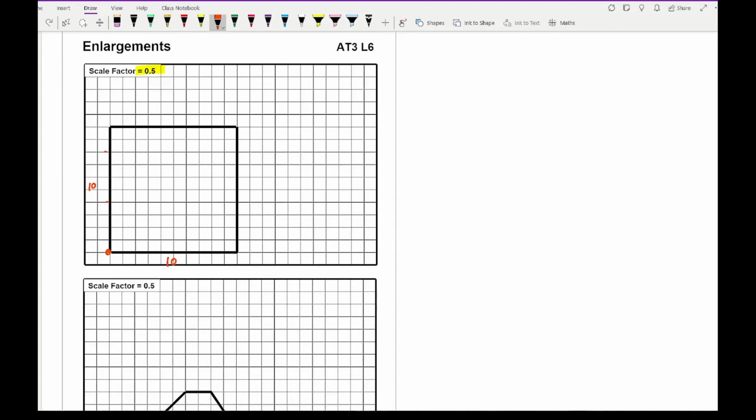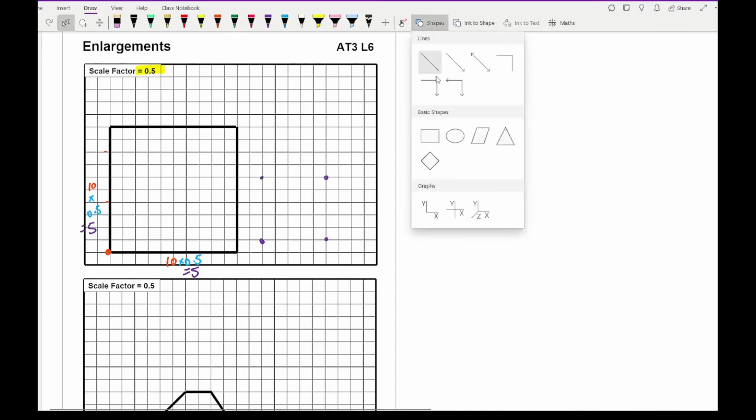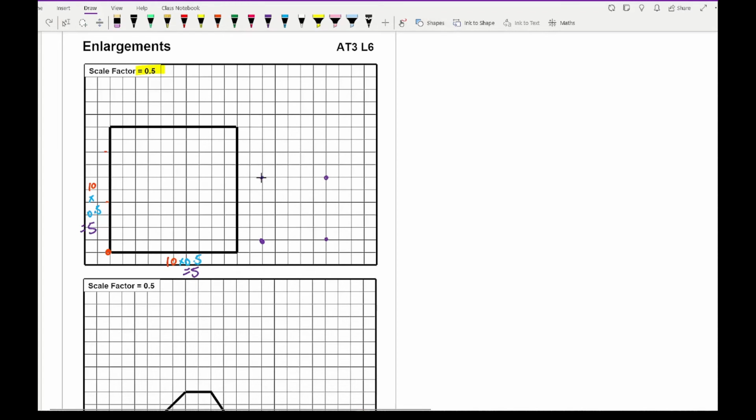So what I'm going to do is multiply each of these by the scale factor. So I'm going to multiply 10 by 0.5, and that gives me the dimensions of my image, which is going to be 5. So I'm going to pick a point, I'm just going to pick this point here, and I'm going to go 5 across, 5 up, and then likewise, and there I've got my shape. I'm just going to cheat and draw a square, and there I've got my enlarged shape.